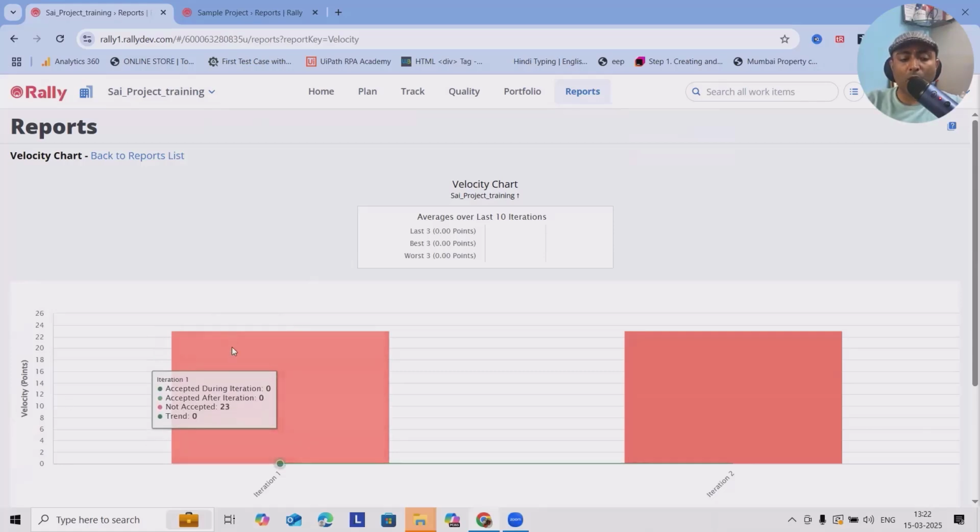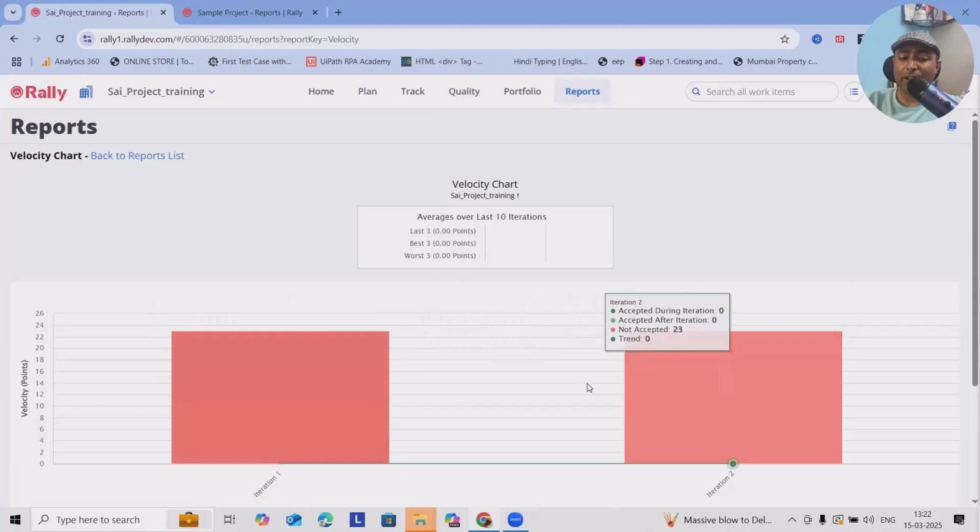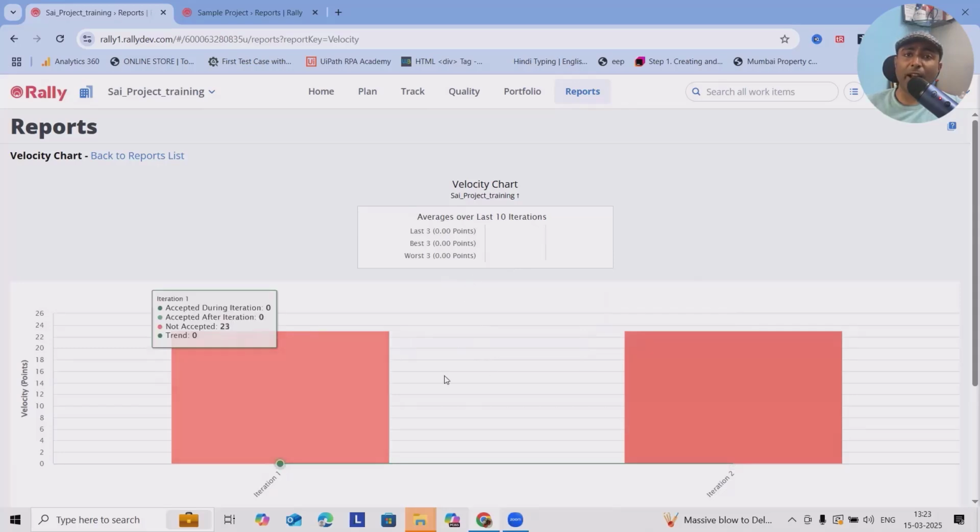If you hover on any bar, you can view accepted plan estimate units, work accepted after the iteration ended, work not accepted, and following trends. Understanding the color codes and reading this report is very important. You can see the average over the last 10 iterations. However many iterations we have, you can see accordingly.